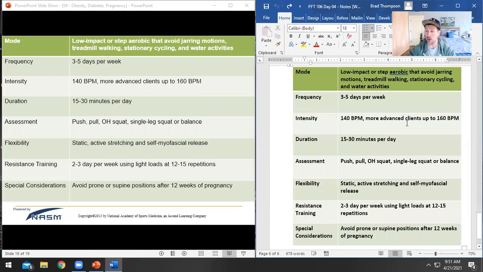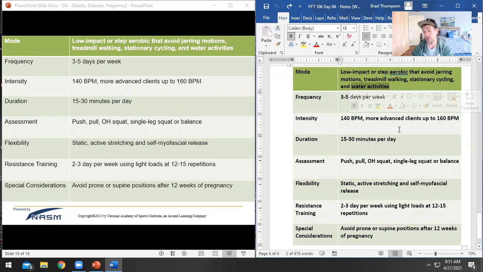So our mode here, the most common modes that we are going to focus on are low impact exercise or maybe step aerobics, as long as it avoids jarring motions, treadmill walking, stationary cycling, and then lots of water activities. Water activities can be really effective because it's going to take some of the body weight pressure off, which can be a pleasant sort of break from all this extra gravity.